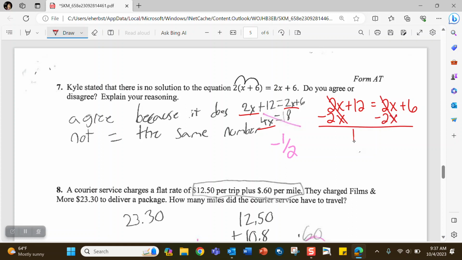Those cancel out completely, and I end up with this weird statement. I don't have any variable left over. This is not true. There is no solution. So again, I wasn't sure on that one if you were thinking, well, I see the 12 and the 6, but that 4x equals 18. This is not what we should have been doing there. That's not how you solve an equation.